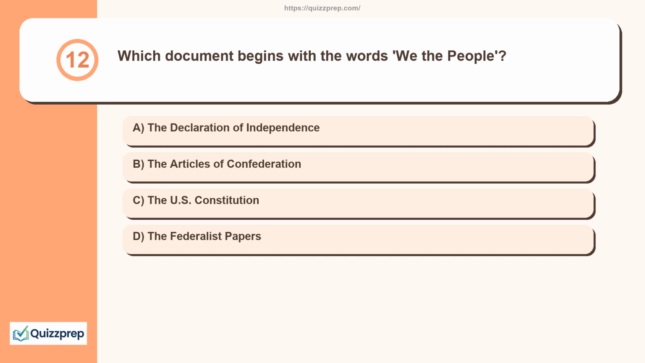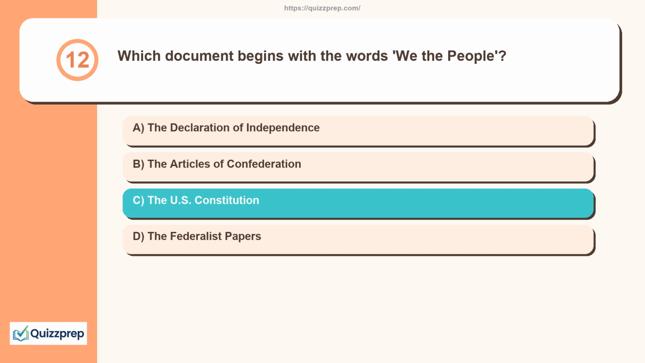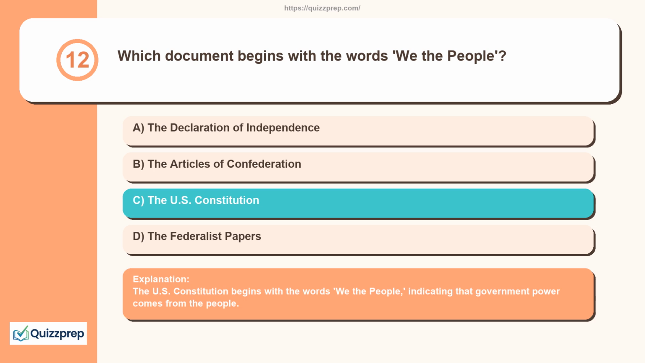Question 12. Which document begins with the words "We the people"? The Declaration of Independence, the Articles of Confederation, the U.S. Constitution, the Federalist Papers. The U.S. Constitution begins with the words "We the people," indicating that government power comes from the people.